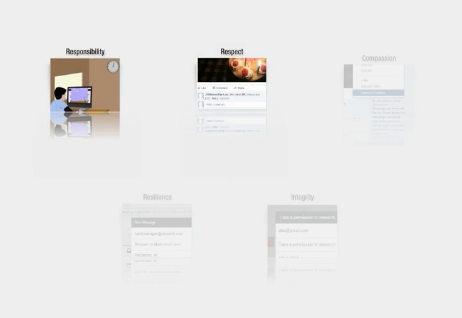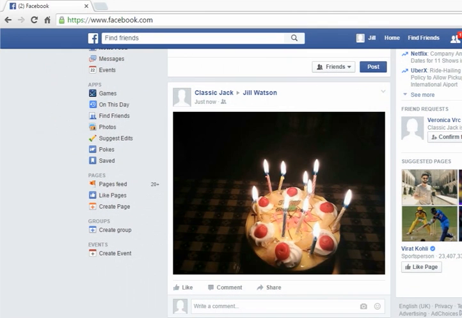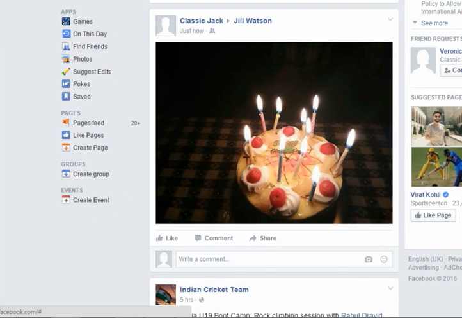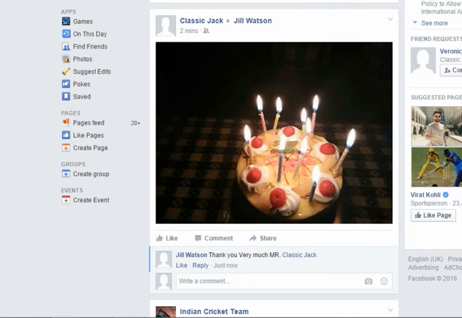The second value is respect. Honoring and thanking others represent a respectful behavior. An example of respect is to communicate politely with others while writing emails or posting comments on a blog or in a discussion forum.